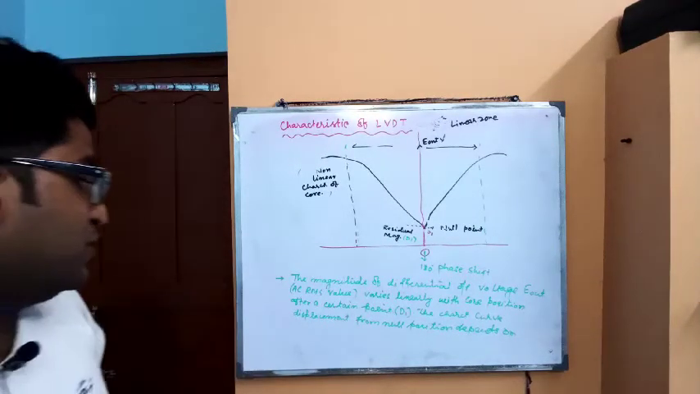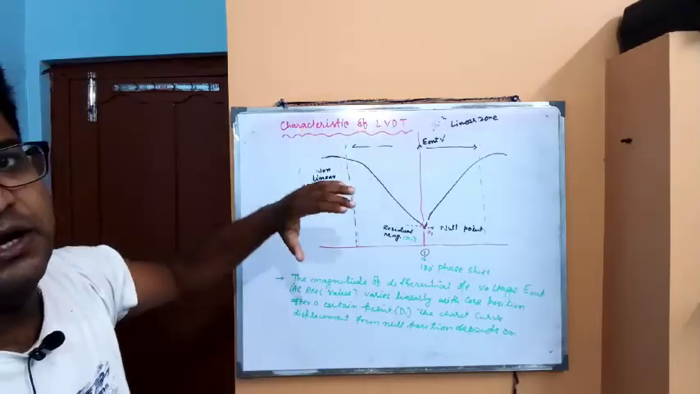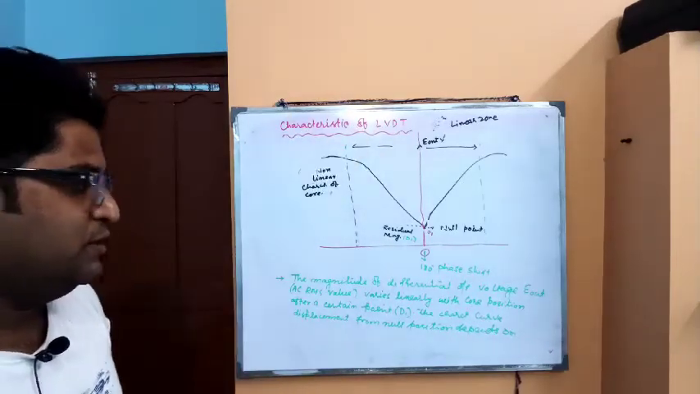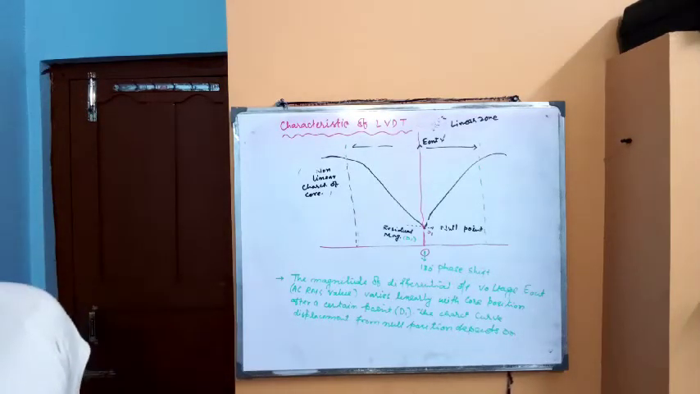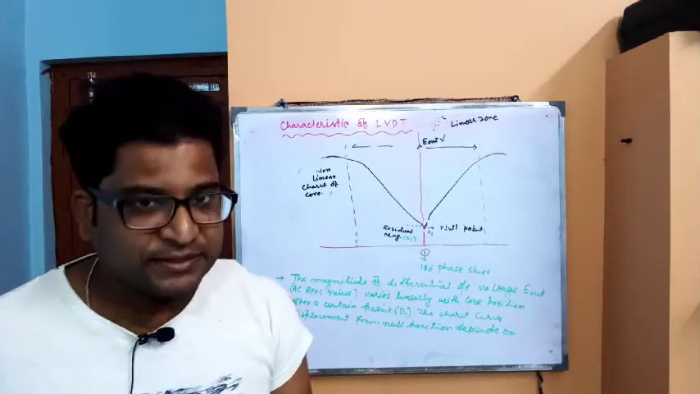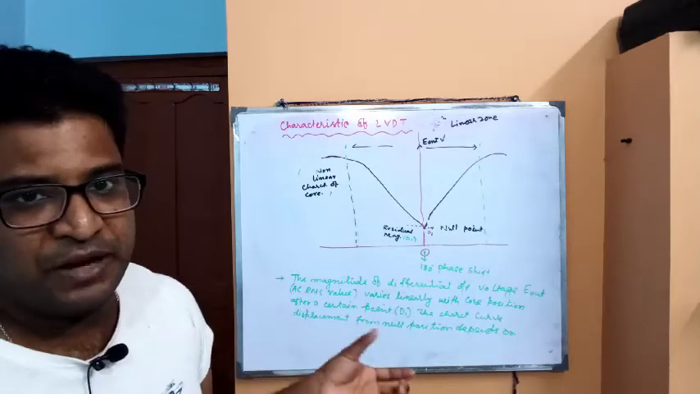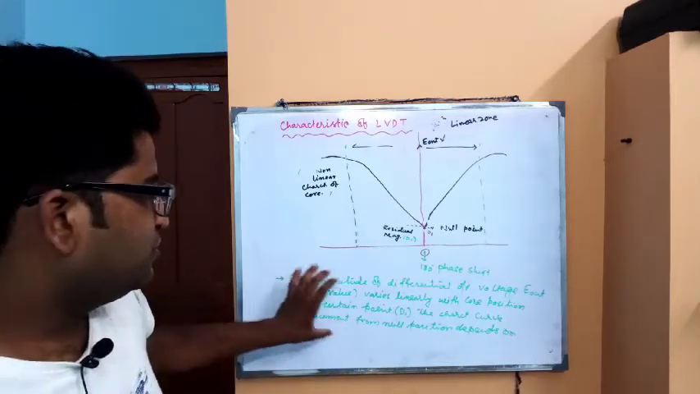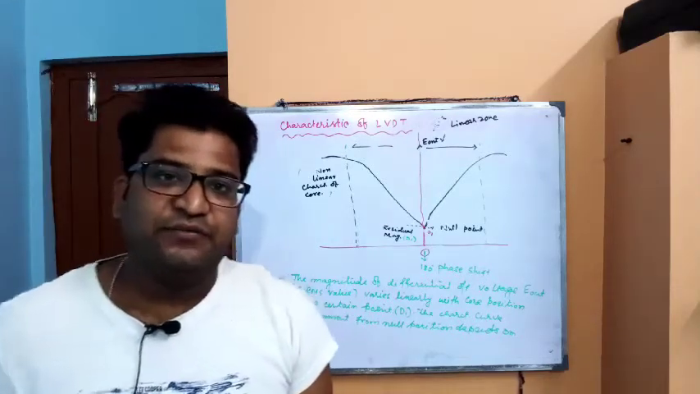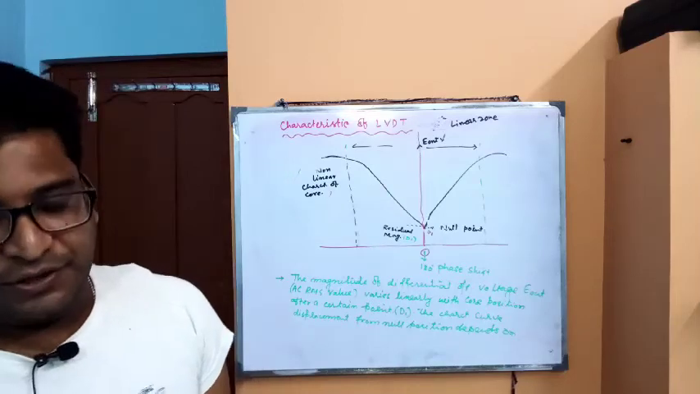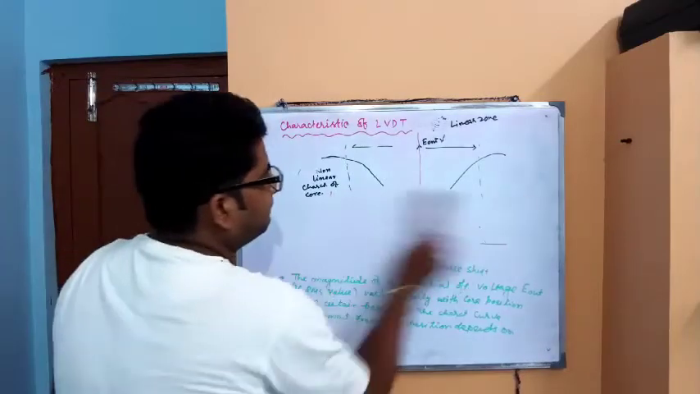So the characteristics curve of displacement from the null position, in either direction, upward or downward, depends upon the amplitude of the input excitation voltage. That means how much input we are providing to the LVDT primary terminal. So this displacement depends upon the input excitation voltage as well as the sensitivity factor of the LVDT. So this is the characteristics curve.